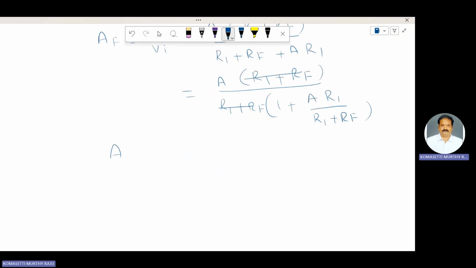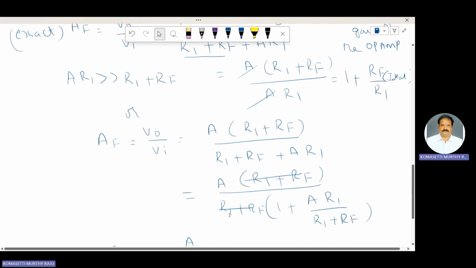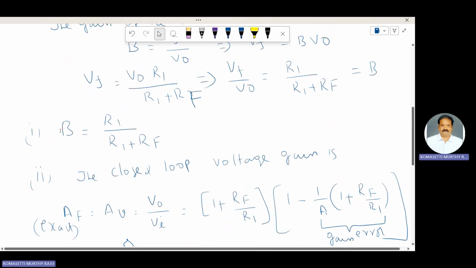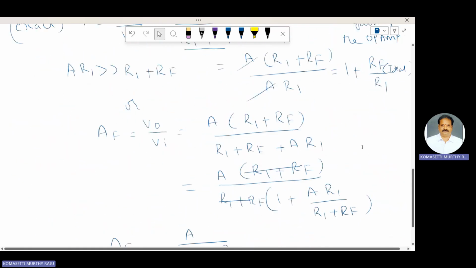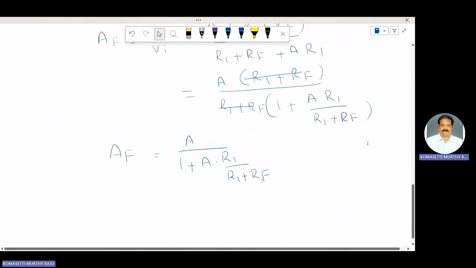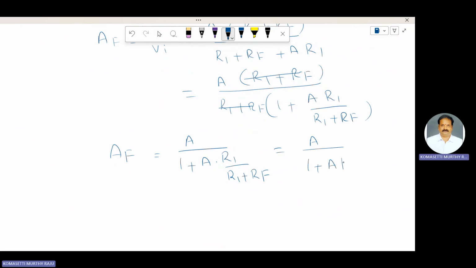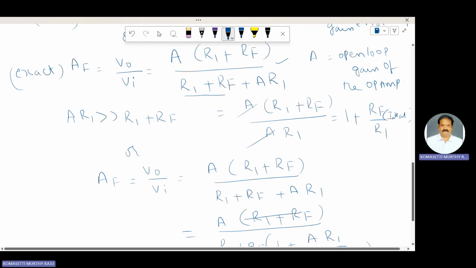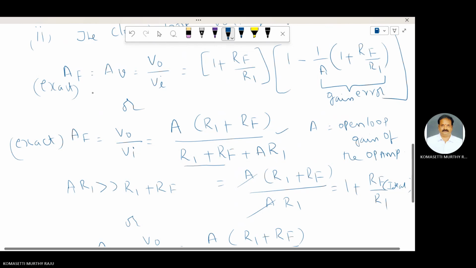Therefore, AF, the closed loop gain of the non-inverting operational amplifier, is equal to A by 1 plus A into R1 by (R1 plus Rf). We know that R1 by (R1 plus Rf) is B. Therefore, AF is equal to A by 1 plus AB. These are the important formulas related to this.